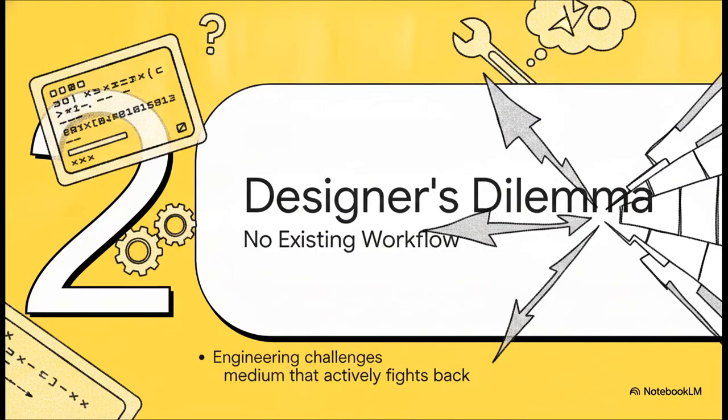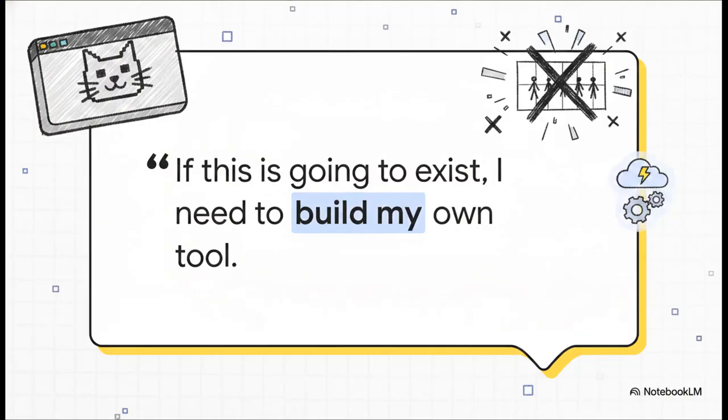Section 2, the designer's dilemma. Designing for a medium that actively fights back. Enter GitHub brand designer Cameron Foxley. He was tasked with making this banner, and he quickly realized standard animation workflows, like firing up Adobe After Effects, were just totally useless here. He actually tried doing it manually, frame by frame, and as he put it, "I wanted something more fun. If this is going to exist, I need to build my own tool."